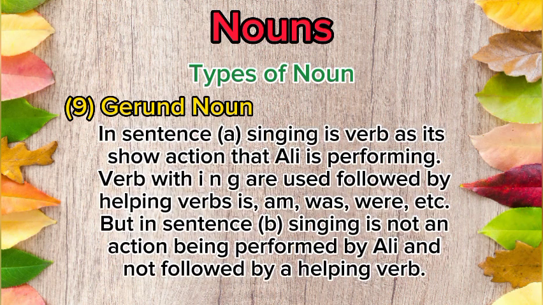In sentence A, singing as a verb shows the action that Ali is performing. Verbs with ing are used followed by helping verbs such as am, was, were, etc. But in sentence B, singing is not an action being performed by Ali and is not followed by a helping verb.